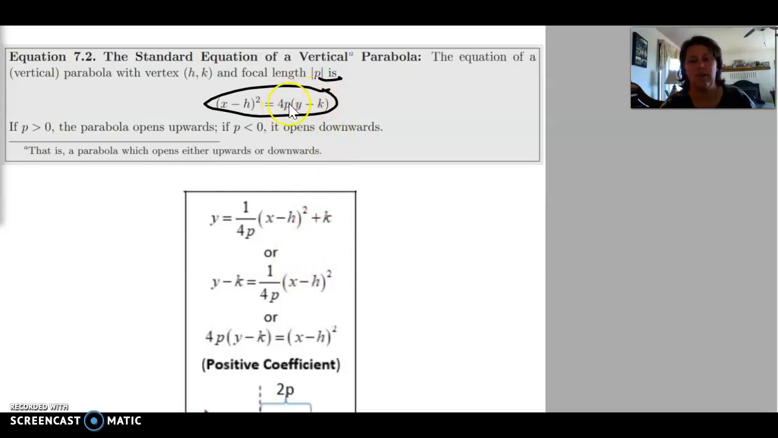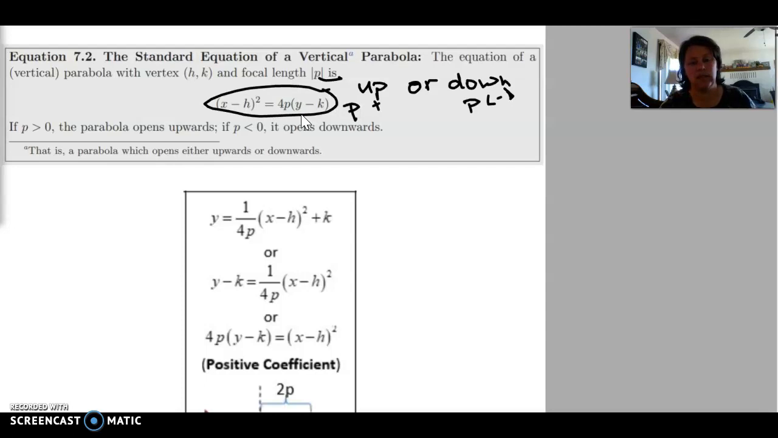So the y values are closest to the p. That means that this is either going to open up or down, and that depends on the value of p. If p is positive, it's going to open up. If p is negative, it's going to open down. Our vertex is at the point (h, k), and that's all that we really need to know to be able to work with our equation for a parabola.